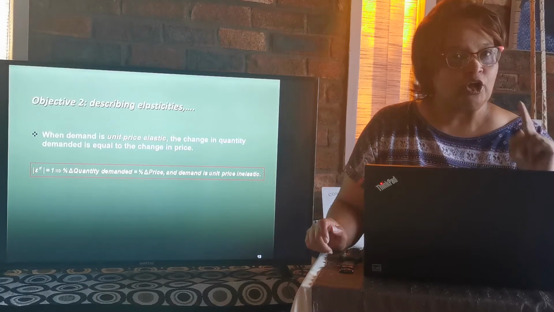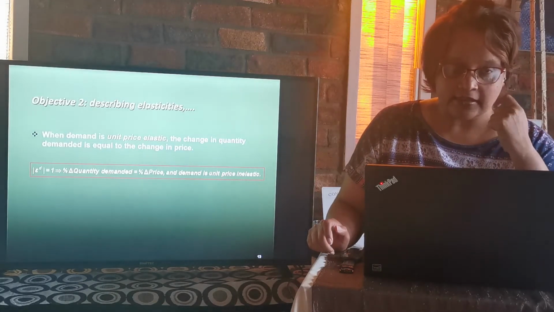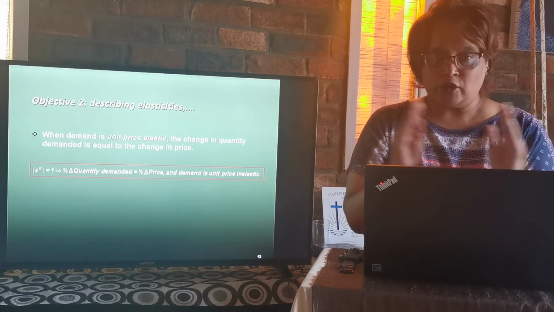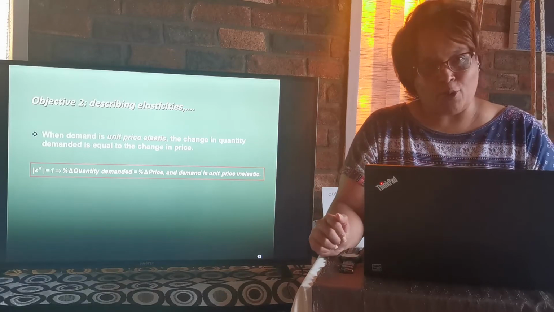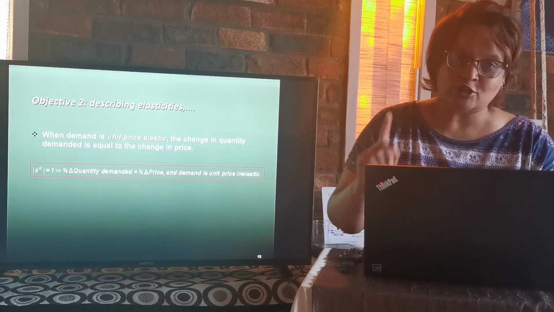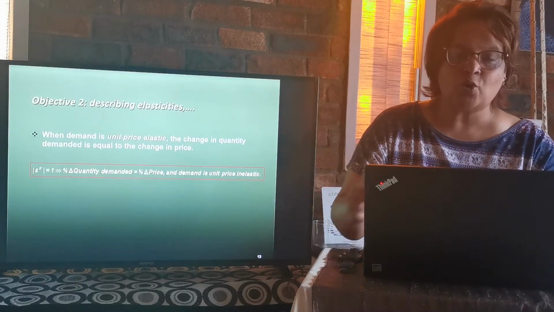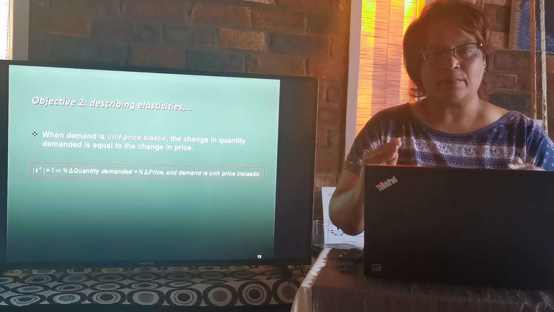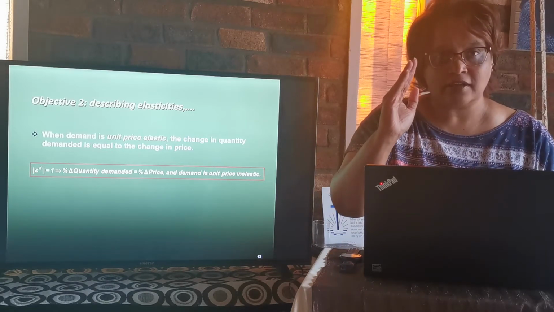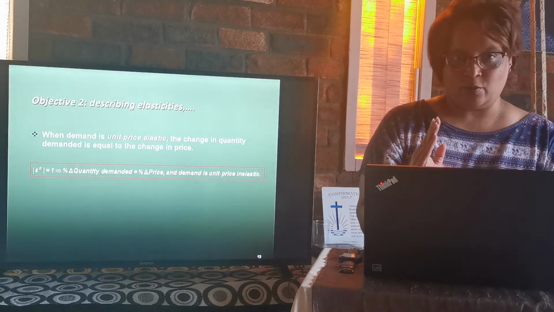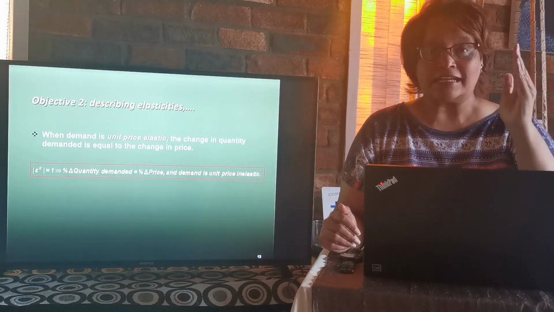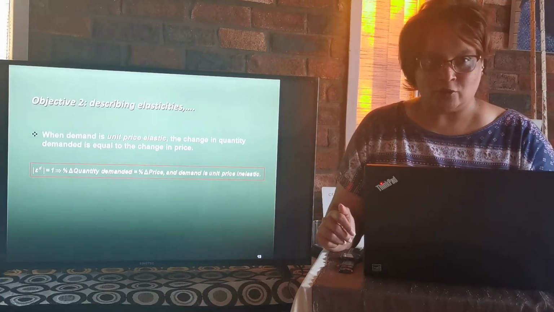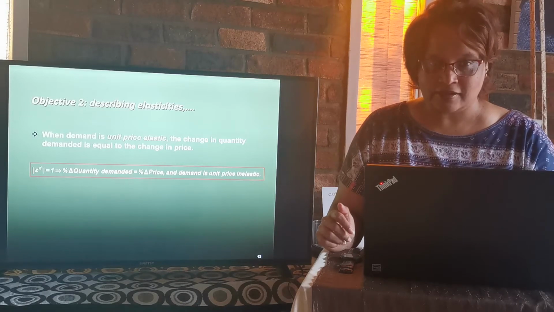Number 3, unit price elasticity. As it says, it changes per unit. So when you do the calculation, the answer will always be 1, because when demand is unit price elastic, the change in quantity demanded is equal to the change in price. So if the price increases with 1 unit, the demand will decrease with 1 unit. If the price decreases with 1 unit, the demand will increase with 1 unit. I hope I'm understood here.